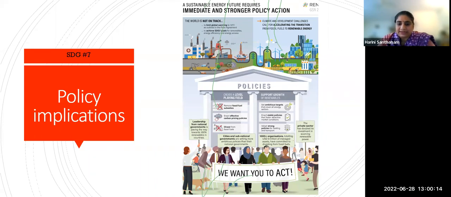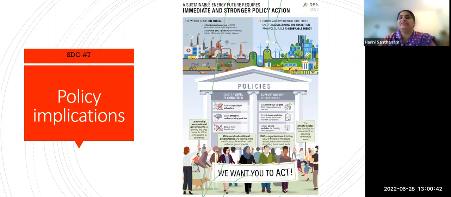Here it says that creating a level playing field and supporting growth of renewables. These are two policies, right? So the set of policies that are listed here, there is an X you can see in some of those policies, that is removing fossil fuel subsidies, right? And divesting from fossil fuels. This is not a practicable option. So what we are looking at should also be practical.